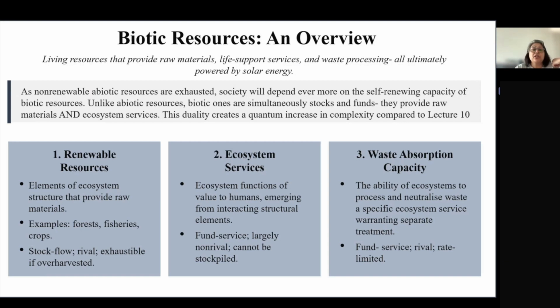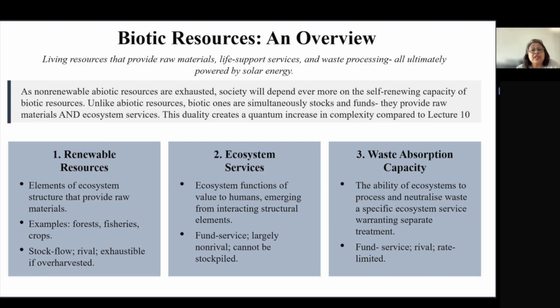We can organize biotic resources into three categories. First is renewable resources, elements of ecosystem structure that provide raw materials like forests, fisheries, crops. These are all renewable resources. These are stock-flow resources as well. They are rival and exhaustible if overharvested. Second is ecosystem services. That means the functions that an ecosystem performs for humans, emerging from the interaction of their structural elements. These are fund-service resources. They are largely non-rival and impossible to stockpile.